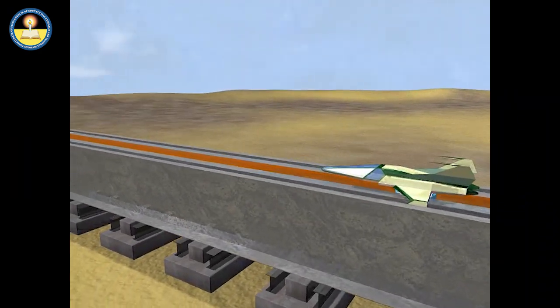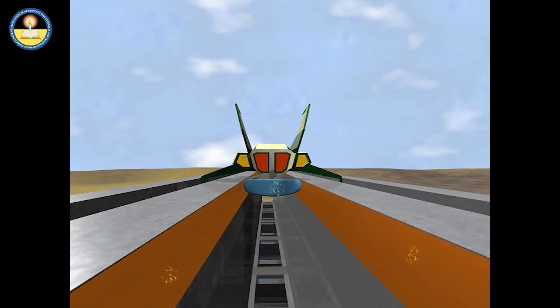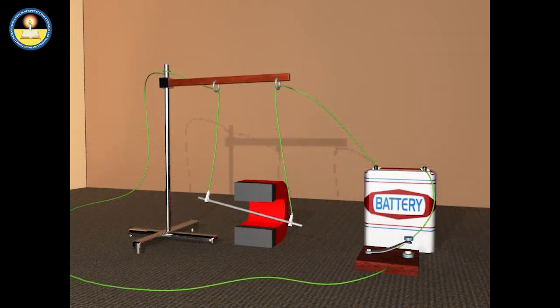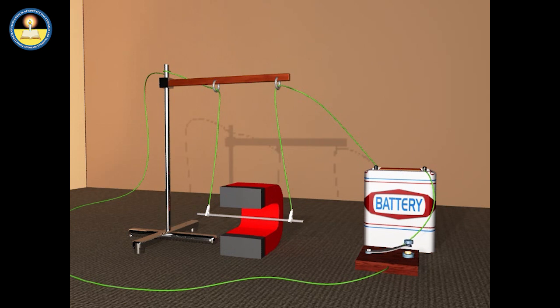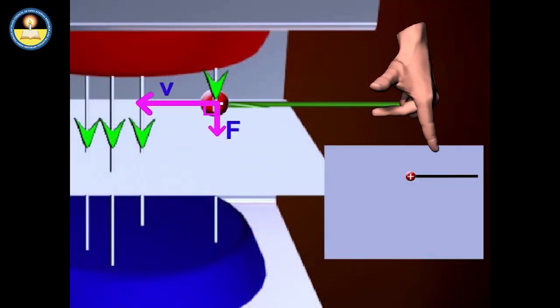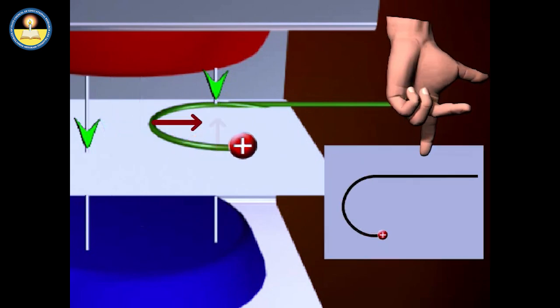Do you know the same principle is used to launch rockets? We know that a current-carrying conductor, when placed in an external magnetic field in a direction other than the direction of the magnetic field, experiences a magnetic force. We also know that the current in a conductor is due to the flow of charges. Thereby, when a charged particle moves in a magnetic field, it experiences a magnetic force.